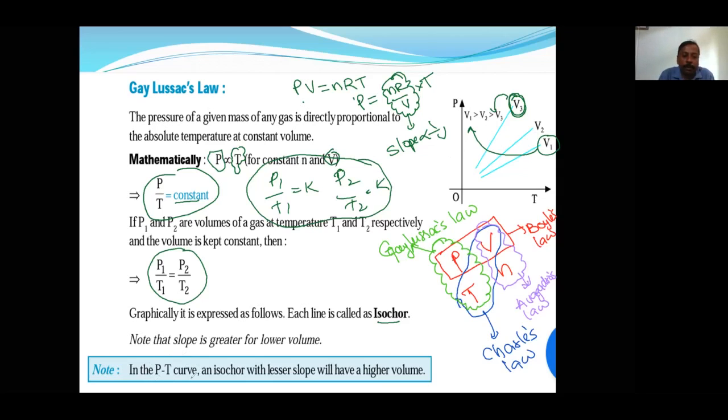In a PT curve, an isochore with lesser slope will have the higher volume. This is what was already given. Now it is about Gay-Lussac's law. Three laws we have studied. What are the three laws? Boyle's law we have studied, Charles' law we have studied, and Gay-Lussac's law also we have studied. Now let's see further.